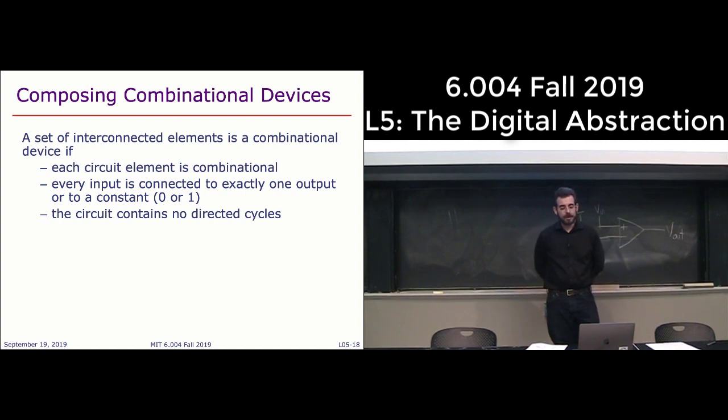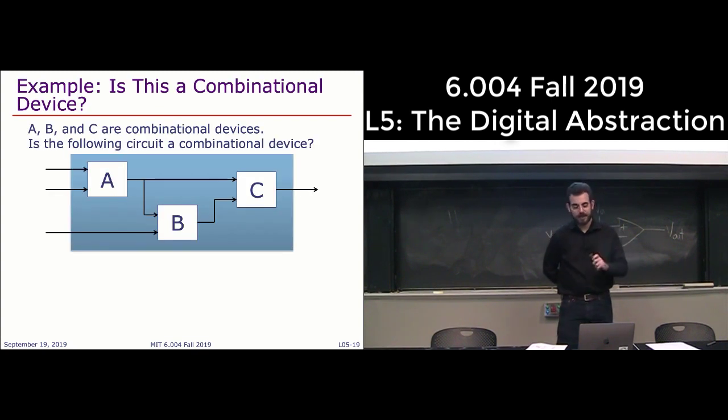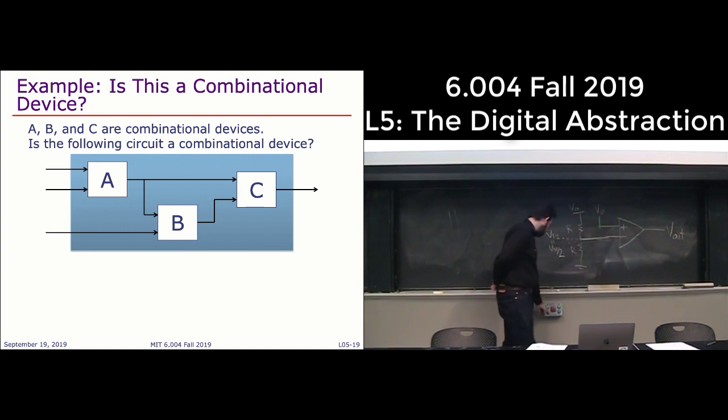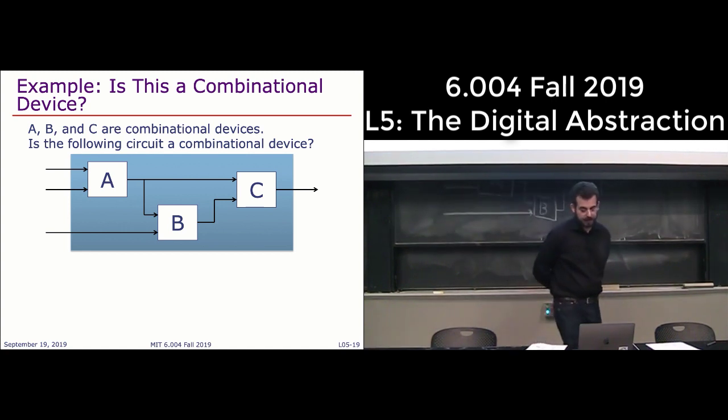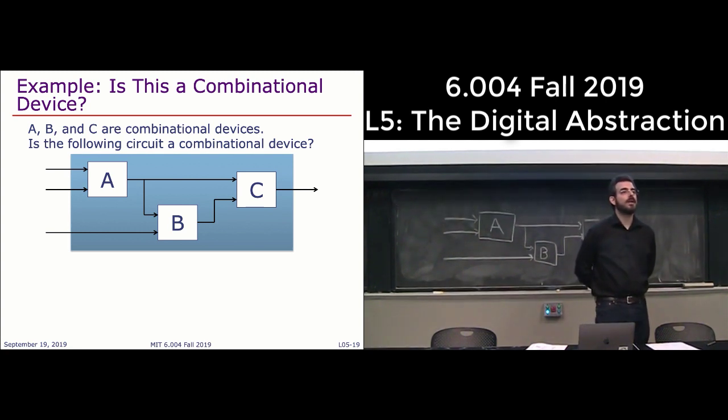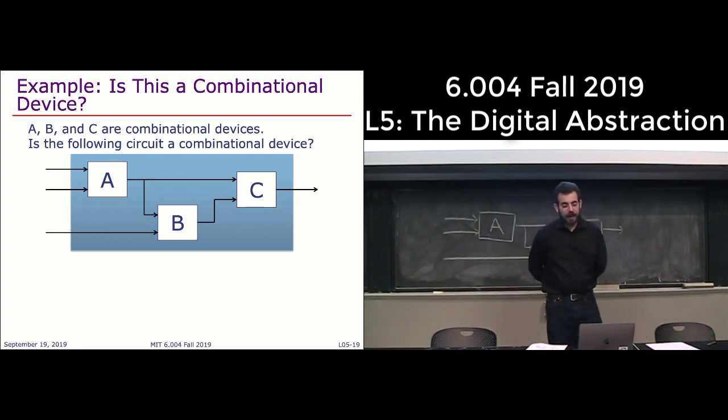Rather than going into detail on what can go wrong if you don't obey these properties, which we'll do in a second, let's first go through an example. Assume that you have this circuit over here that has A, B, and C, and I tell you that they're all combinational devices. Can you tell me whether the following circuit is a combinational device?